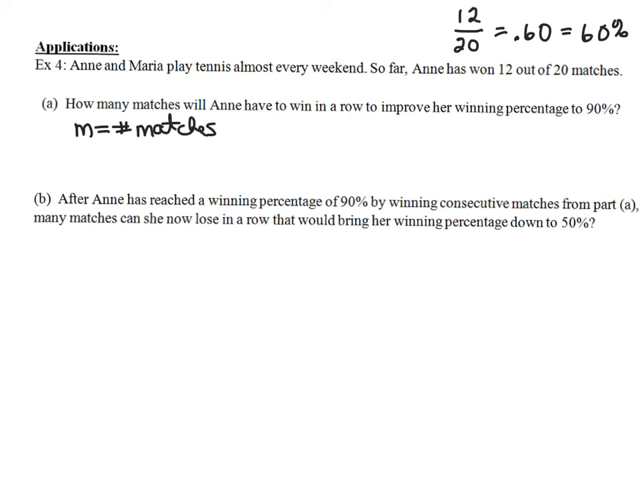So if I start with our original proportion, actually it's a ratio, 12 over 20, she's going to take her 12 games that she's already won and add a certain number of wins. But that also gets added to the number of games that the two of them play. And we want that ratio to equal 90%, so 0.90. Now, this is a nice proportion, so we can go ahead and cross multiply. 12 plus m would be equal to 90% times 20 plus m.